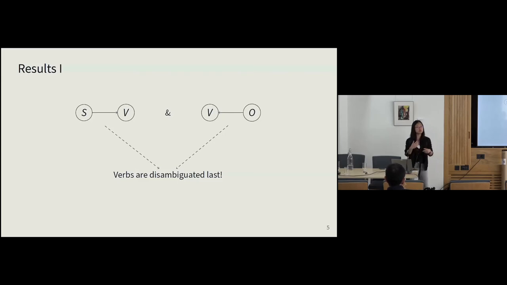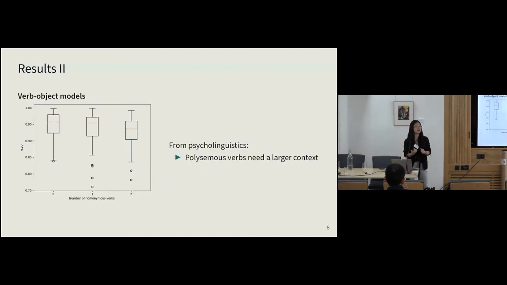Now we wanted to go one step further and see if we can replicate other results, for example related to the levels of ambiguity of each of the words. Looking at verb-object models and the level of ambiguity of the verb, here zero means that the two verbs were polysemous, and two means that the two verbs were homonymous. What we can see is that when both verbs were polysemous, the causal fraction from object to verb was higher, which makes sense in the context of psycholinguistics, because polysemous verbs need a much larger context to be disambiguated. So it wouldn't make sense for the verb, when it's polysemous, to be disambiguated definitely after its object.